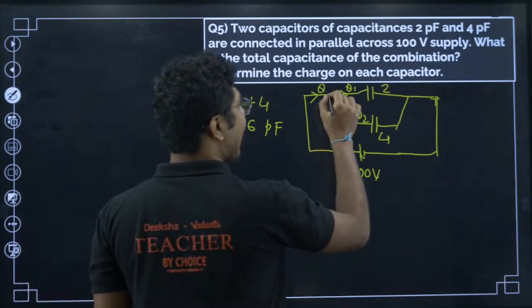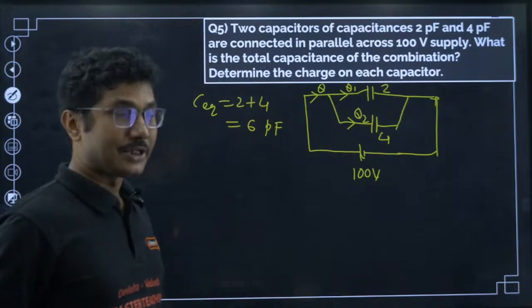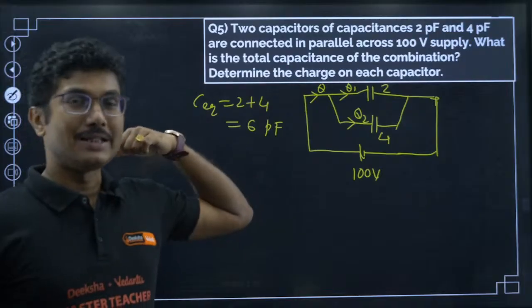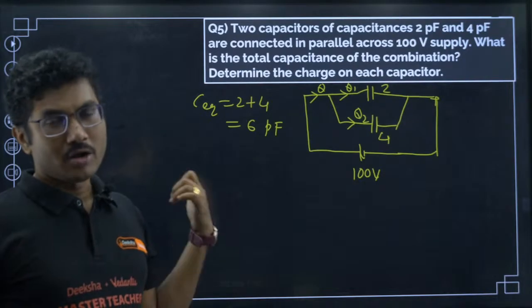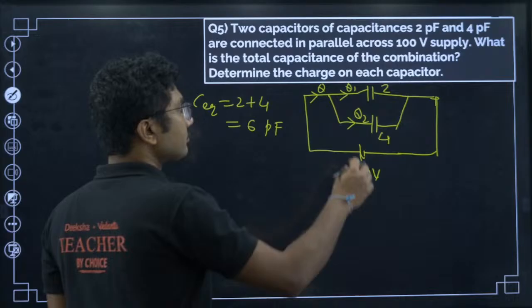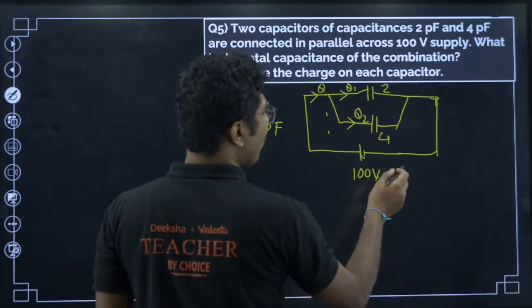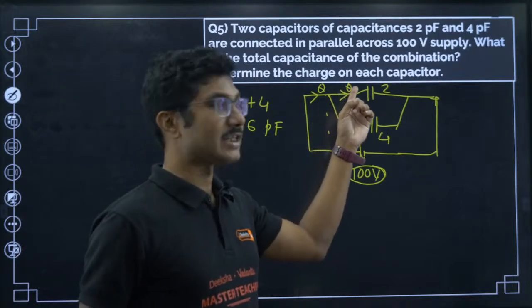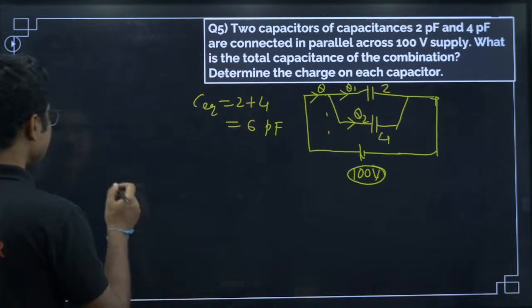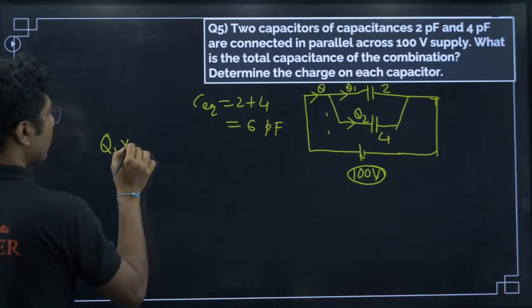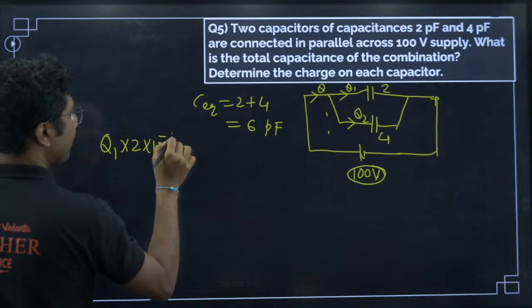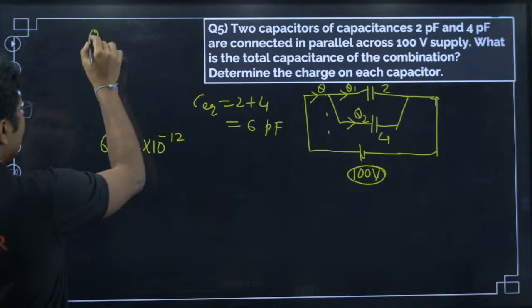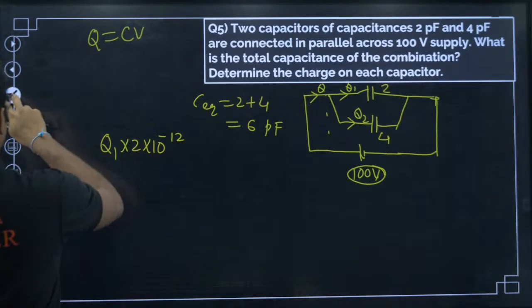Now, you have to understand that because they are connected in parallel combination, charge varies, but voltage remains same. In series combination charge remains same, voltage is different, right. So, voltage is same for both the capacitors, that is equal to 100 volt. So, suppose the first capacitor has charge Q1 and the capacitance is 2. So, charge Q1 into 2 picofarad, pico means 10 to the power of minus 12, that Q is equal to C into V.